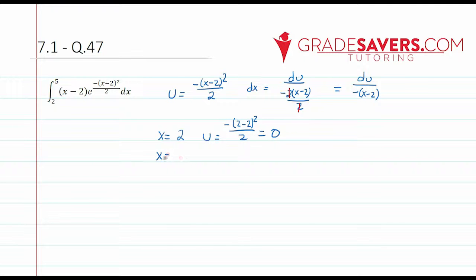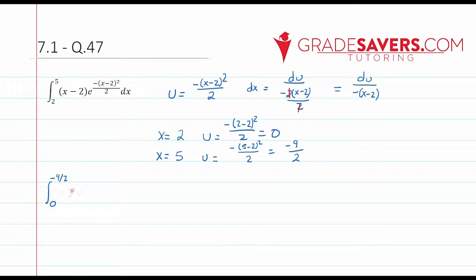When x is equal to 5, u will be equal to negative (5 minus 2) squared over 2, which is simply negative 9 over 2. And again, the equation we're substituting into is this equation here. This tells us the relationship between u and x. So let's begin. Our bounds are now 0 to negative 9 over 2.